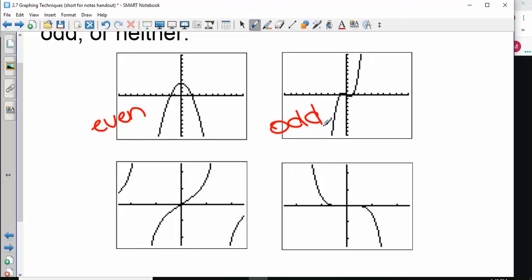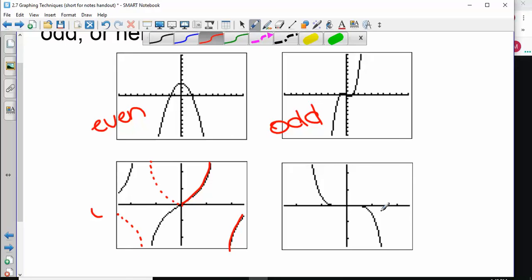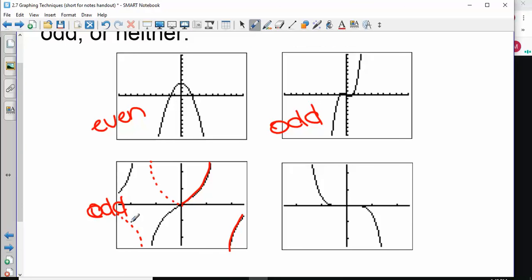Okay. This one. Yeah. If you think about it, if I took just these pieces and flip them over the y, then it would look like this. And then if you fold that on the x, don't they overlap the rest of the graph? So that one's symmetric to the origin as well, which is odd. And what about this one? Symmetric to the origin again, so that's odd.